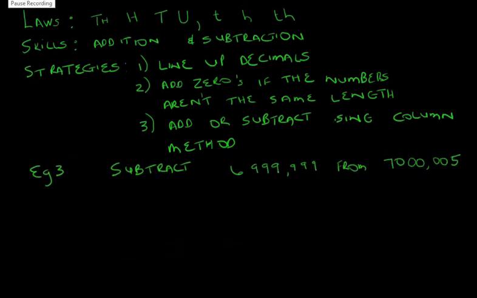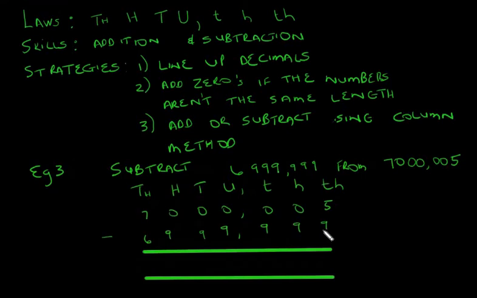Now let's look at the third example. We need to subtract 6,999,999 from 7,000,005. Let's put this into columns. Now this sum is a little bit unusual because in order to subtract we need to borrow, but I can't borrow from there because it's 0, or there, or there, or there, or there. I can borrow from the 7.